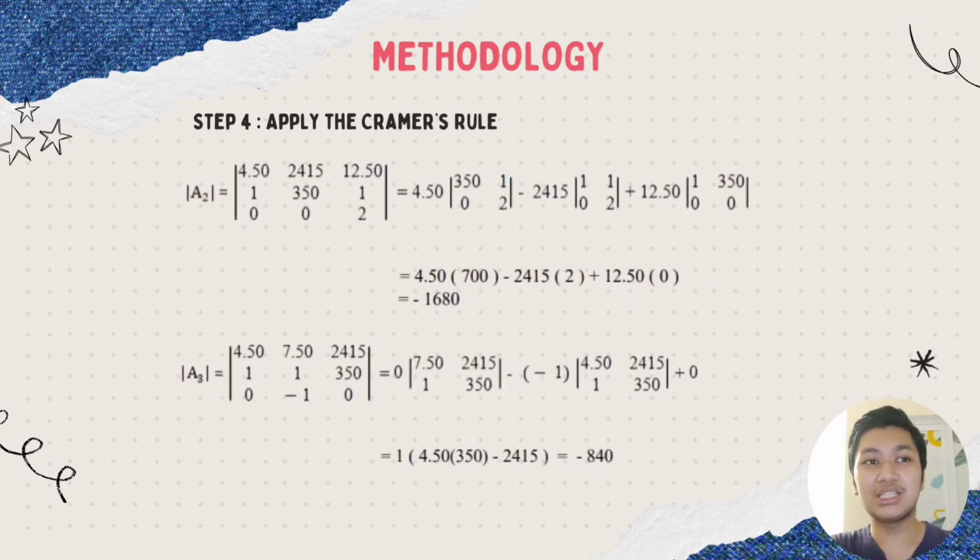Next we are still in step 4. What we want to do is find the value of the determinant of A2. Still the same way, still using cofactor expansion, but with a slight difference in the places of the numbers. So we got the value of the determinant of A2 is equal to negative 1680. Next we need to find the determinant of A3. Still the same way, and it still has a slight difference in numbers. So we got the value for the determinant of A3, which is equal to negative 840.